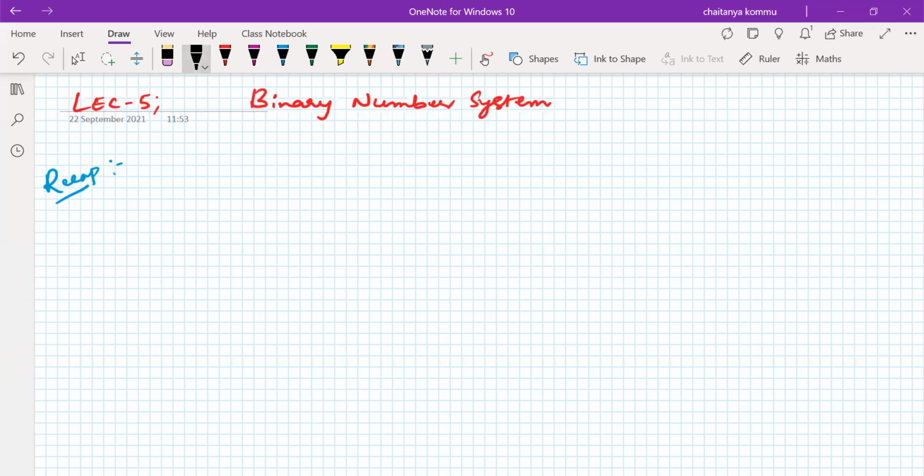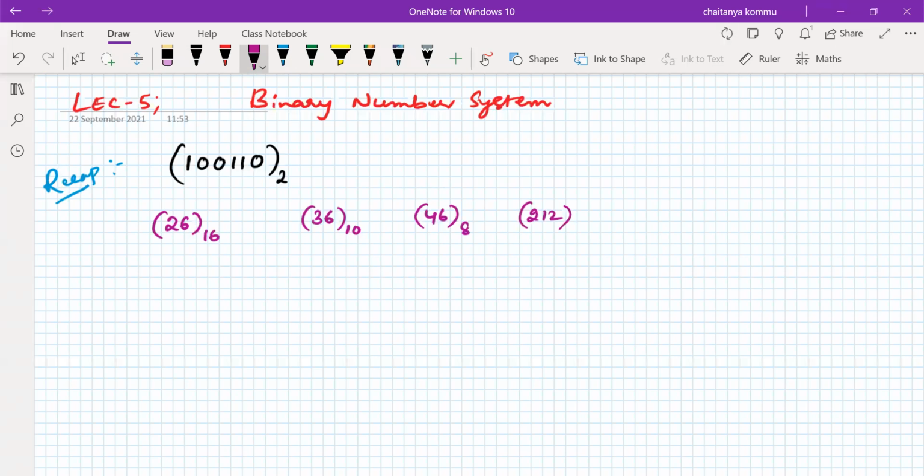So I'm giving you one question here. For example, I have a binary number 100110. Can you tell me, is it equivalent to 26 of base 16, or 36 of base 10, or 46 of base 8, or 212 of base 4? So this is option A, option B, option C, option D.